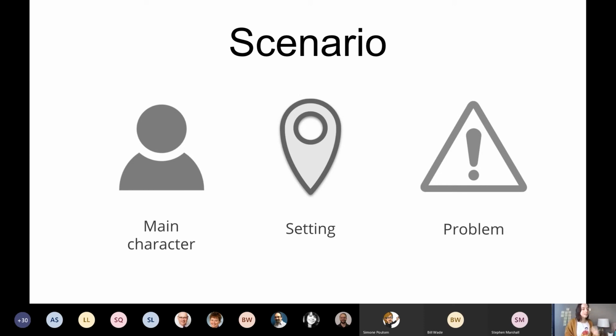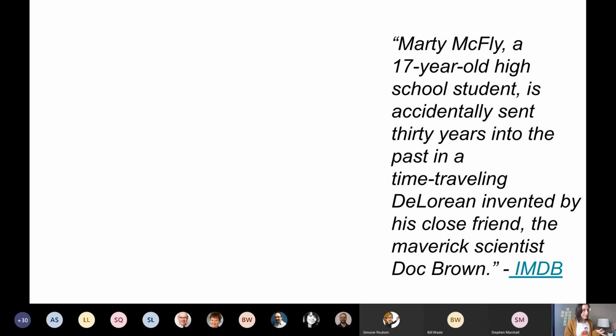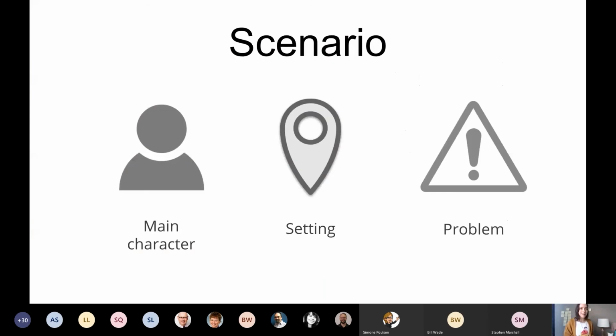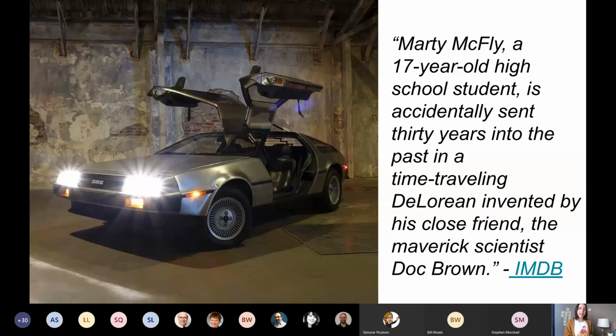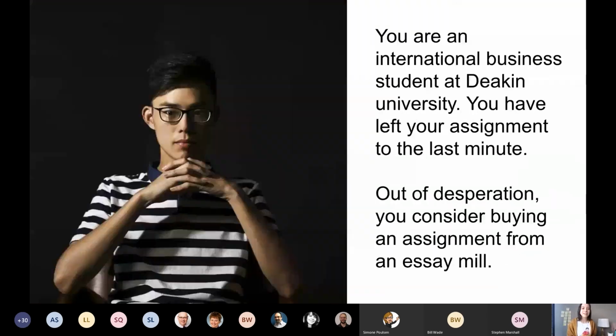So let's look at some examples. One famous example: Marty McFly, a 17-year-old high school student, is accidentally sent 30 years into the past in a time-traveling DeLorean invented by his close friend, the maverick scientist, Doc Brown. So you're probably already asking, well, what's Marty McFly going to do? Why is he spending his time with an elderly scientist? He's a 17-year-old child. Another one, I've created this one.